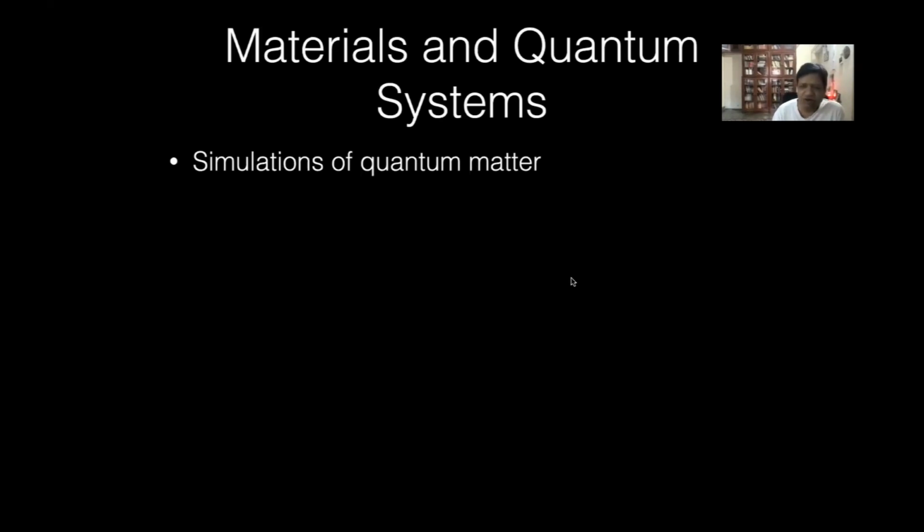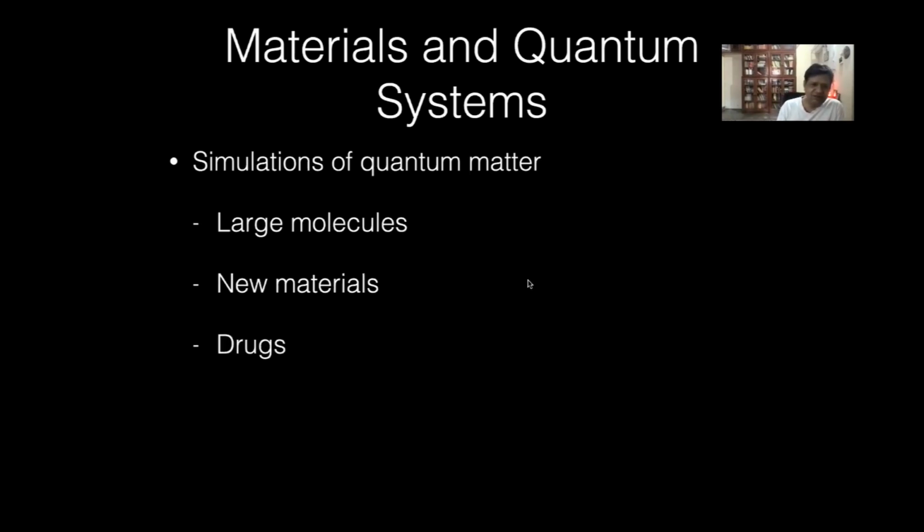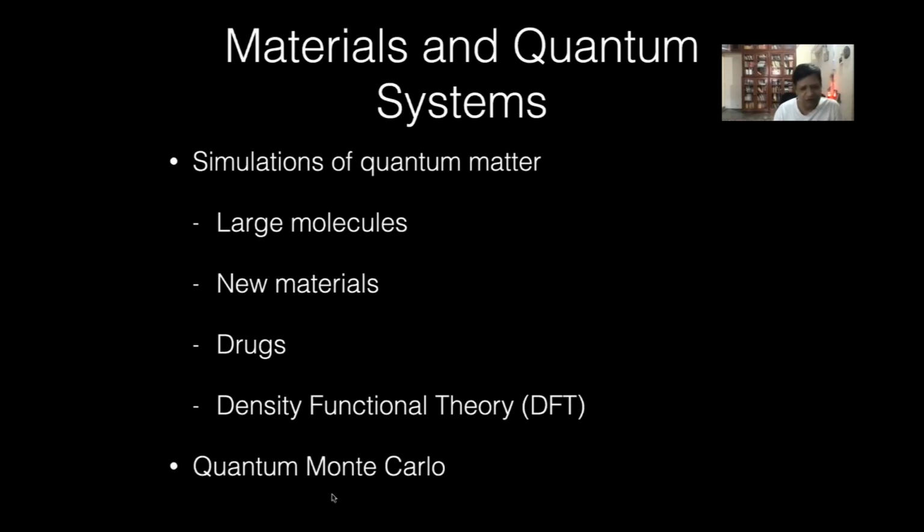Now, materials and quantum systems. So all kinds of materials, be it polymers, large molecules, or strong materials. Like for aeroplanes, we want strong and light materials. Drugs, we want medicines. For these, the tool used is often density functional theory, and also quantum Monte Carlo. So these are tools. We will not cover them in this course, but you may be hearing these words.